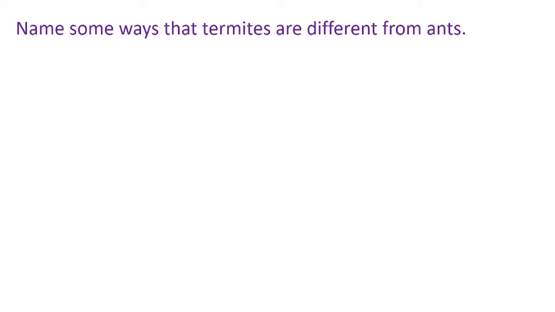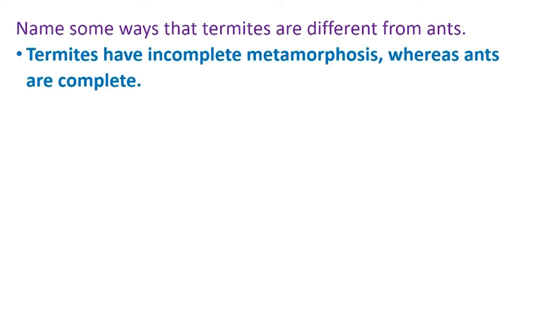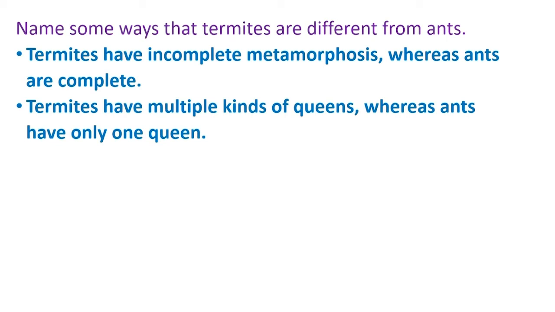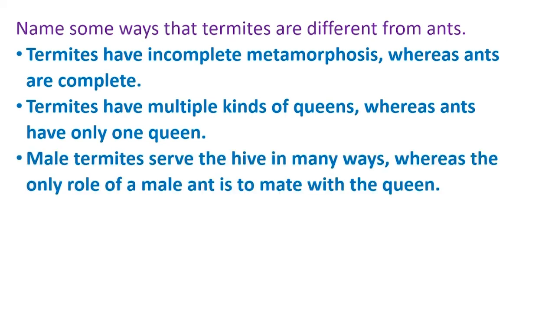Name some ways that termites are different from ants. Termites have incomplete metamorphosis, whereas ants are complete. Termites have multiple kinds of queens, whereas ants only have one queen. Male termites serve the hive in many ways, whereas the only role of a male ant is to mate with the queen.